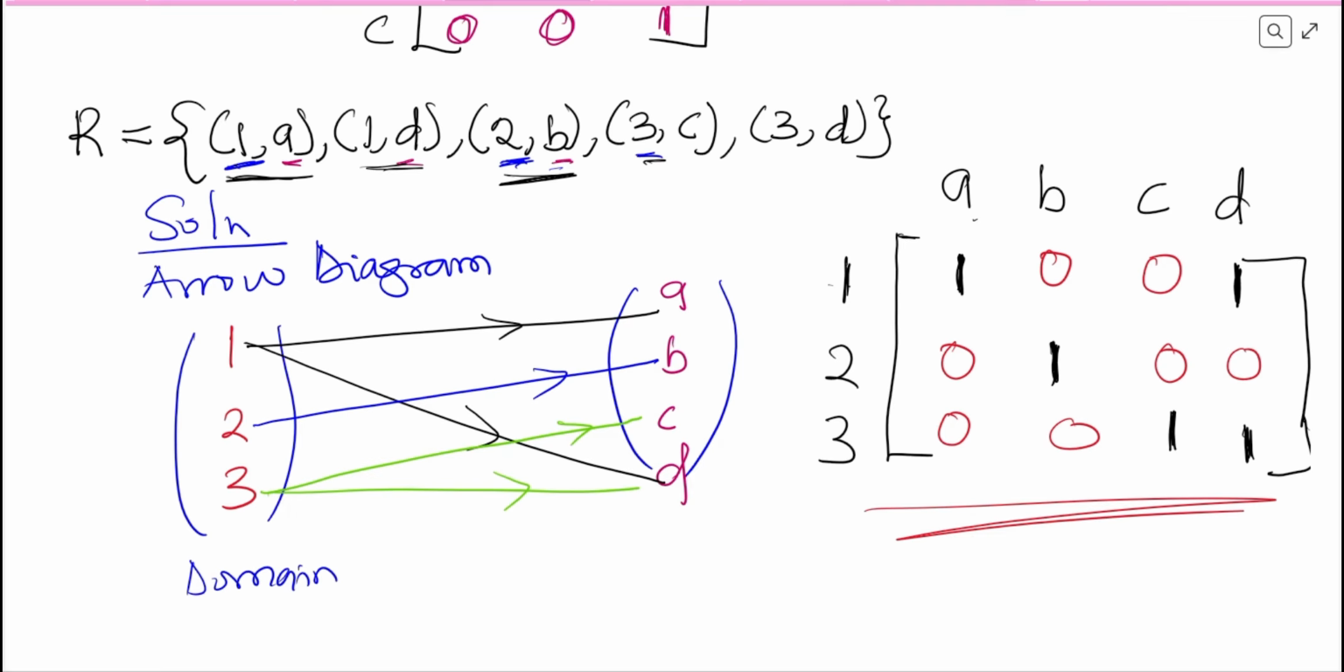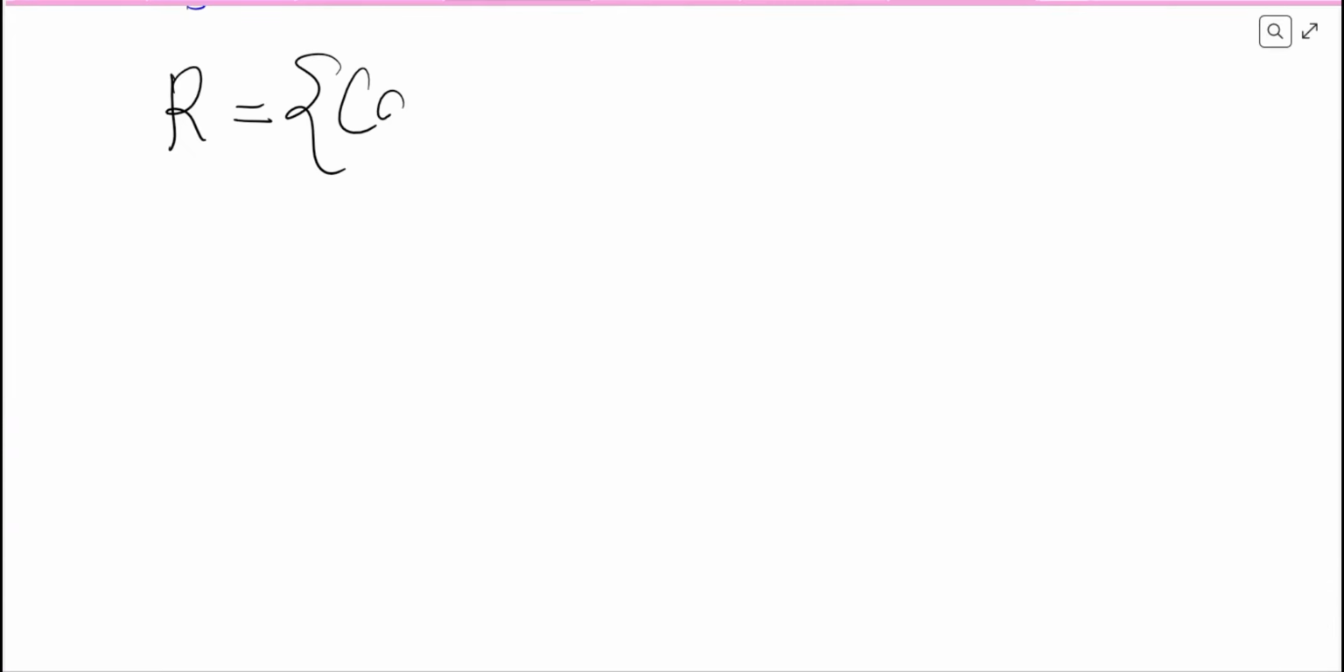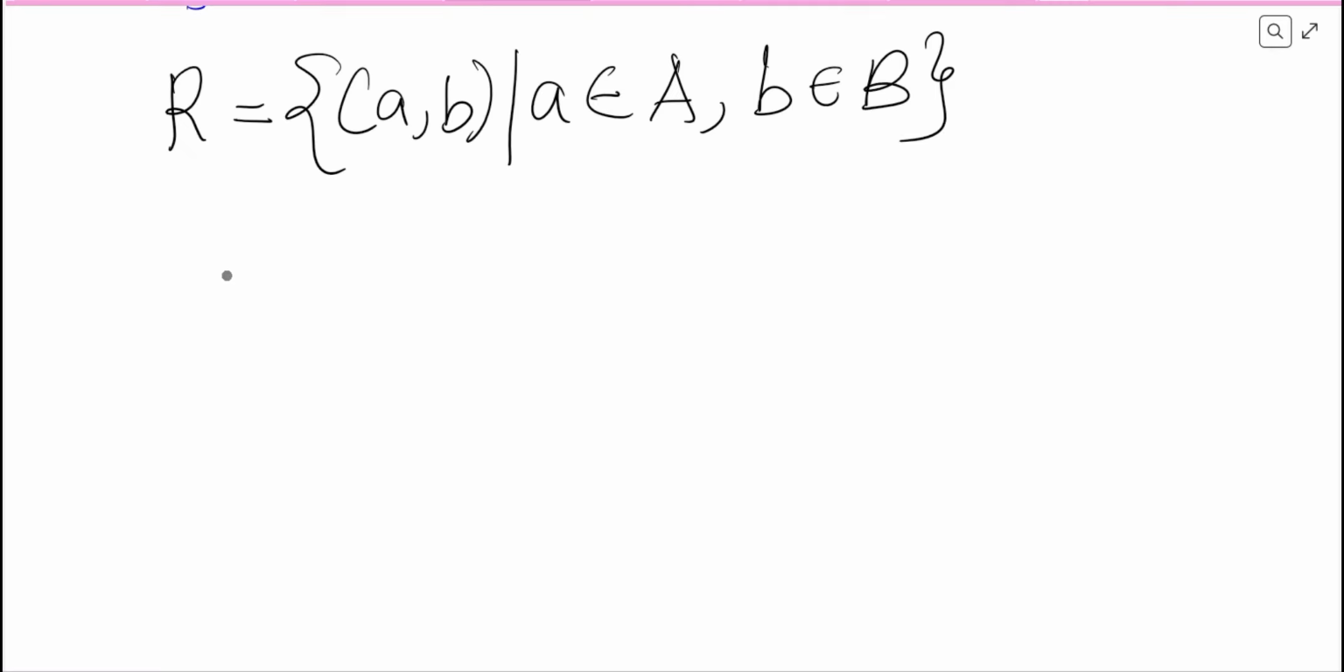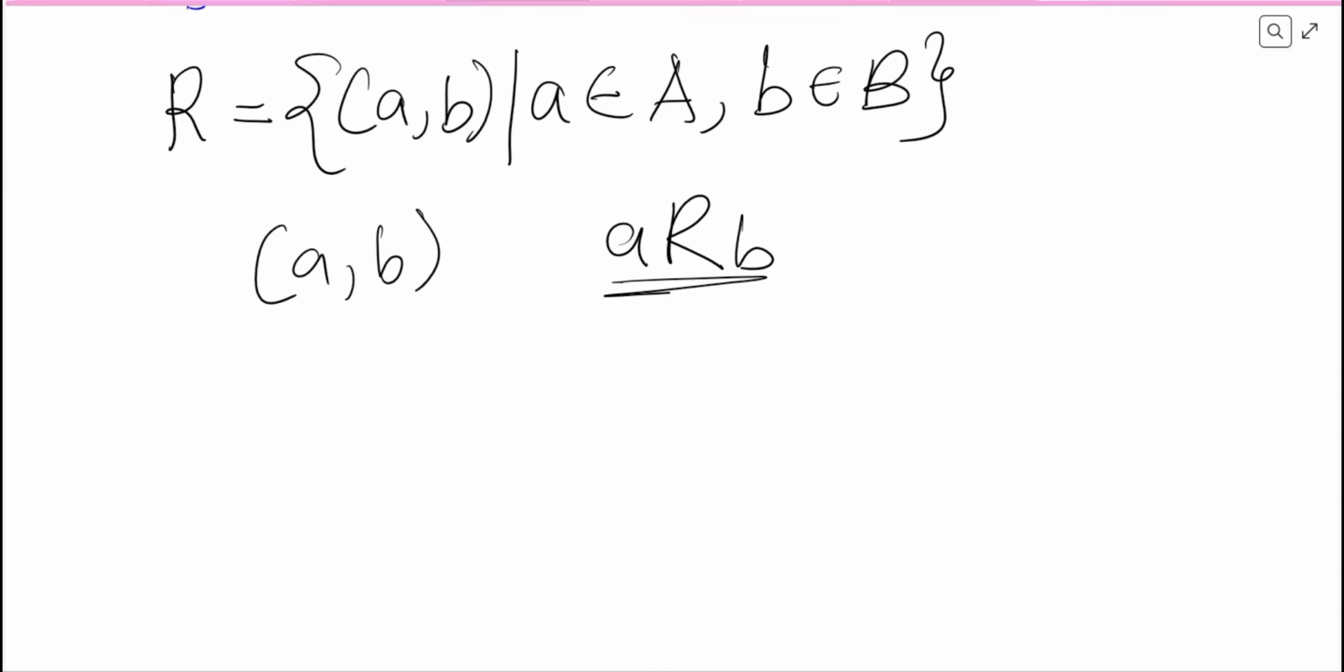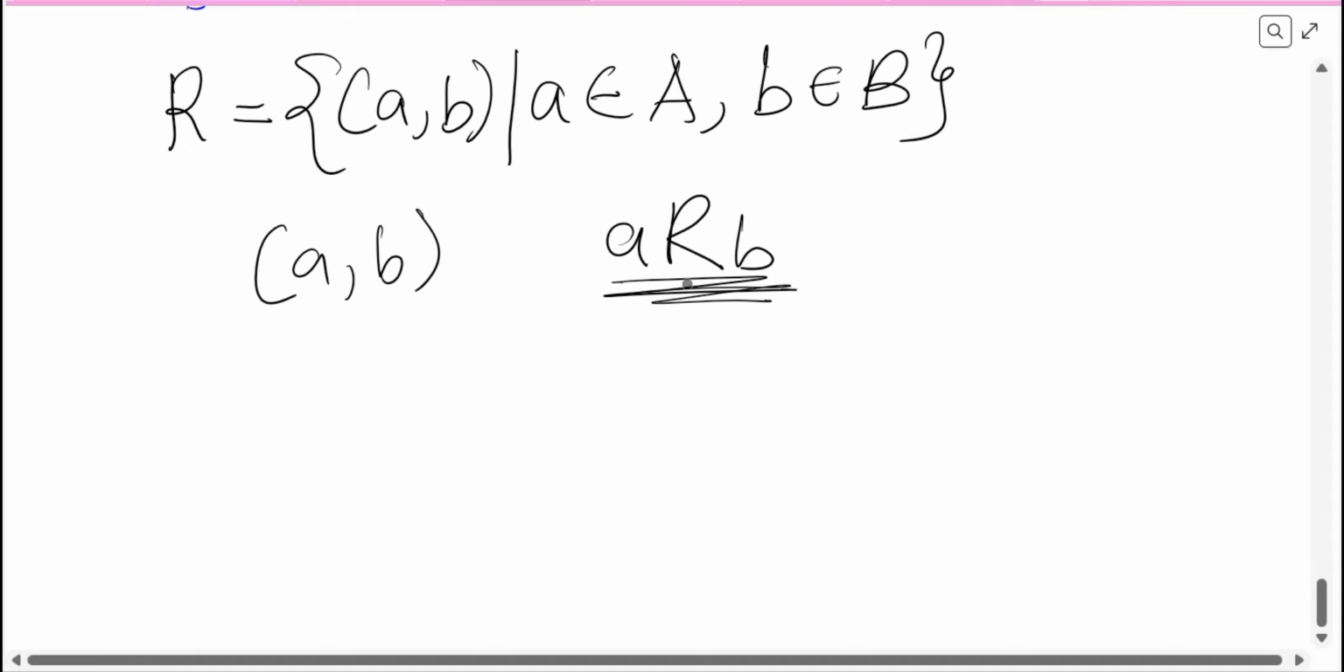Okay. A quick reminder. We define relations to be an ordered pair (a, b) such that a is from A and b from B. The ordered pair (a, b) can be written as a related to b in this form. So anywhere you see a related to b, it means that we are talking about a relation.